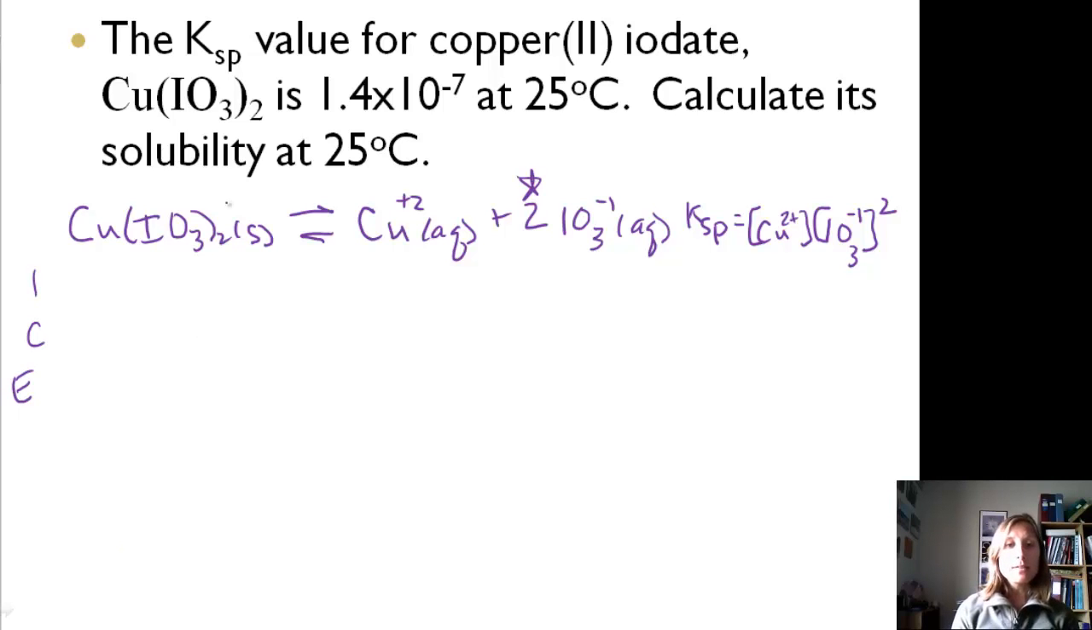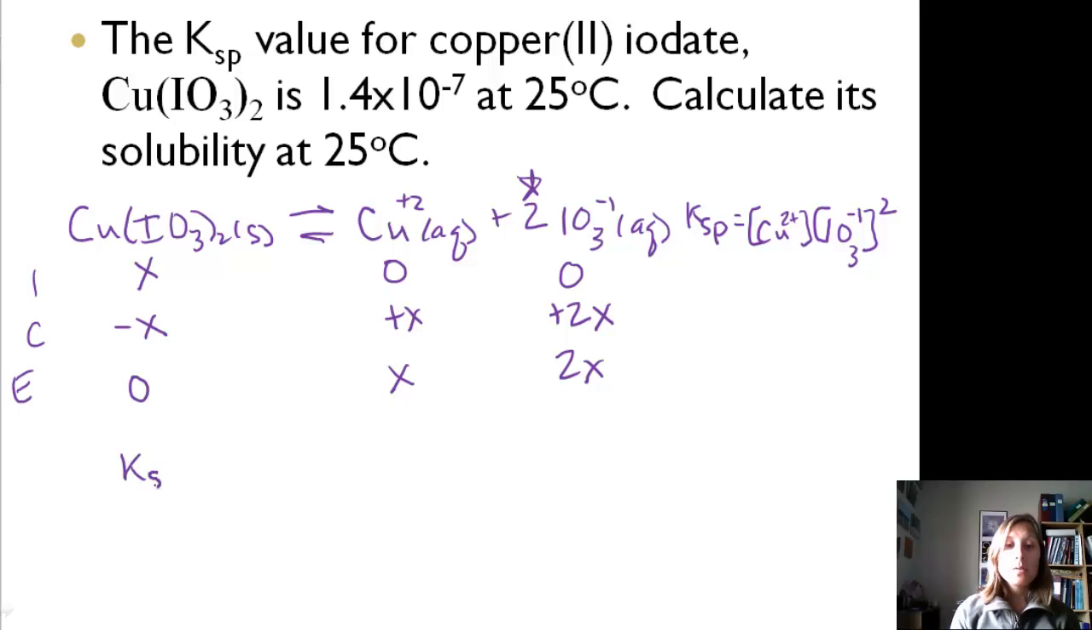Now the difference here is that we don't know our starting concentration, and so we're going to say that that's X. And we know that initially we have no copper and no iodate. And so here it's minus X, plus X, and plus 2X because of the 2. And so our equilibrium becomes 0, X, and 2X.